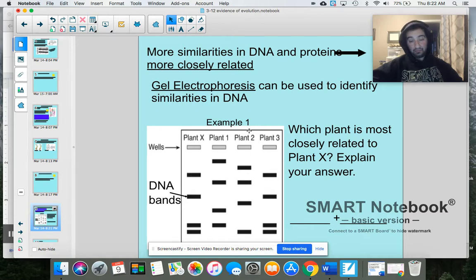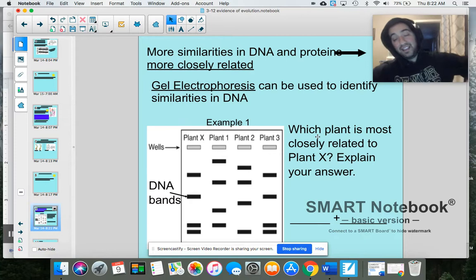Let's look at plant 2. Is plant 2 closely related to plant X according to your DNA bands? First one's over here. Second one is over here, right? So we're comparing this and this to this and that. Is it close? Yes. But I'm not convinced that plant 2 is plant X.